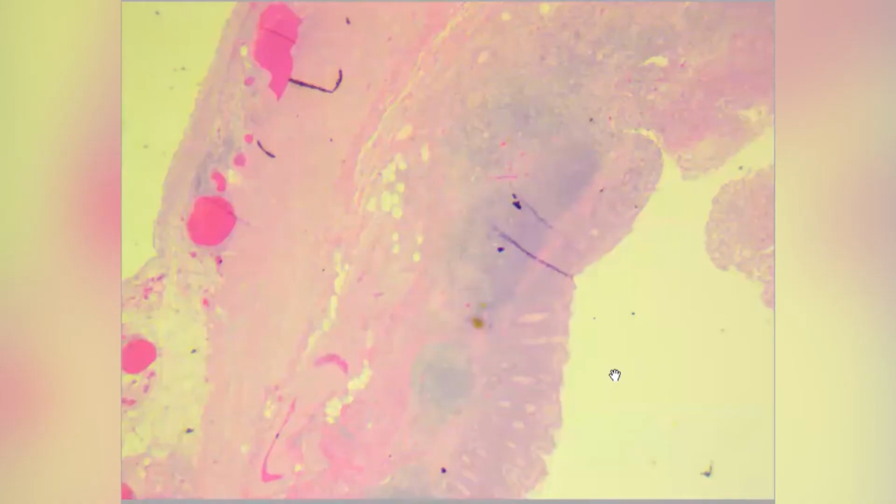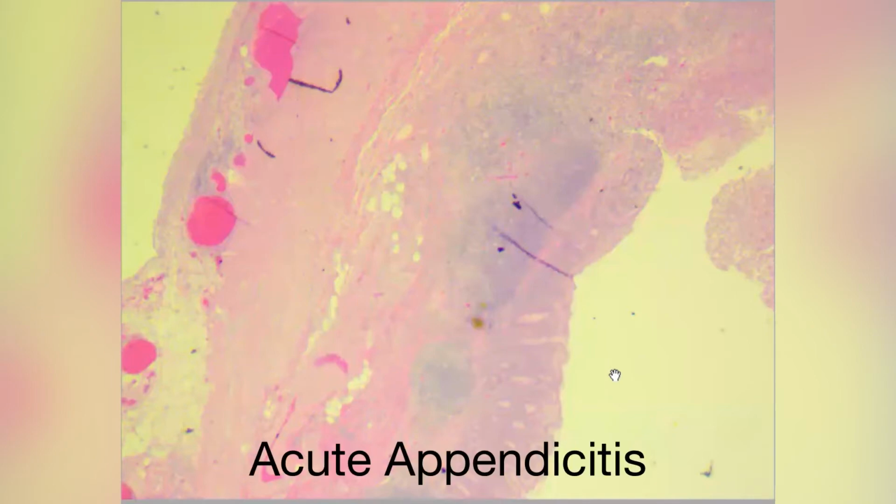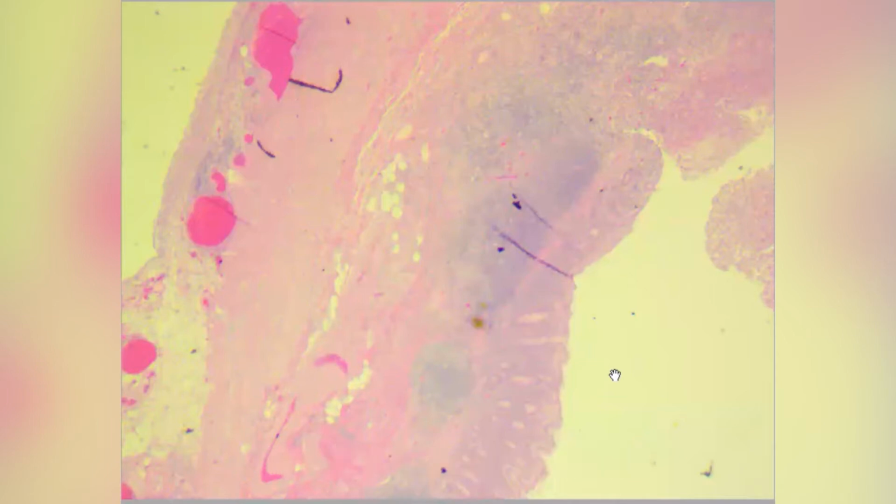This is Samih again, and this slide is for acute appendicitis, and we are at 2.5 power. At first I would like to take a look at the slide from low power, and then I will go at high power. From the low power, it's good to appreciate the architecture, whether it's preserved or not. As we are speaking today about acute appendicitis, the architecture is usually preserved.